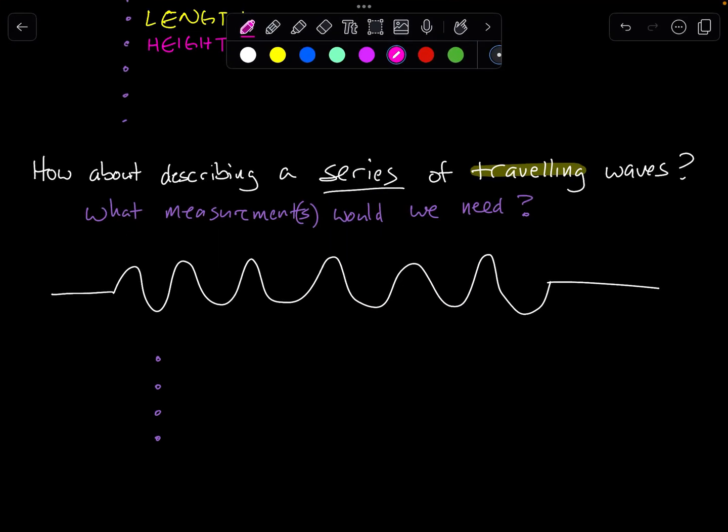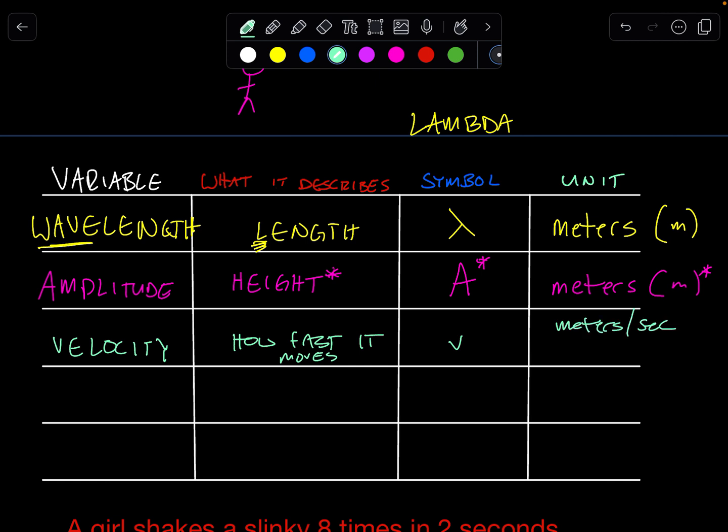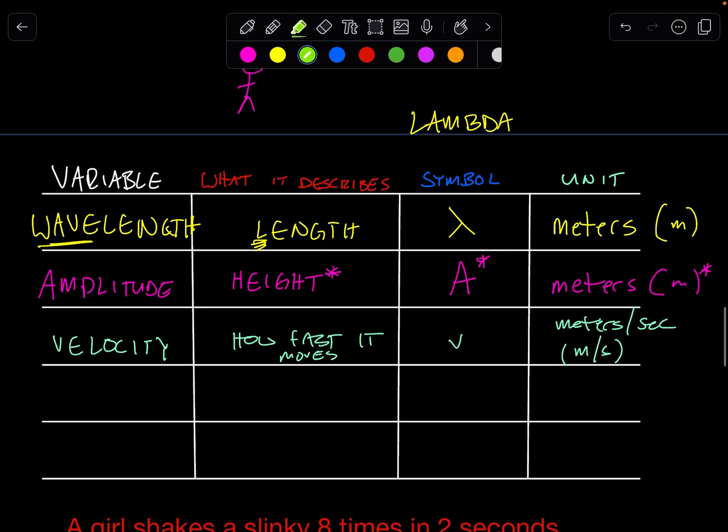And this is not a big surprise either. This idea of how fast it's traveling through space is known as the speed of this wave, or of course, fancy term for speed, velocity. And what this is describing is, of course, how fast it moves through space, lowercase v, and this is just like in kinematics and energy, meters per second, which you can abbreviate m/s, all lowercase. All right, so we have measures here of how big this thing is. We have a measure of how fast it's traveling through space.